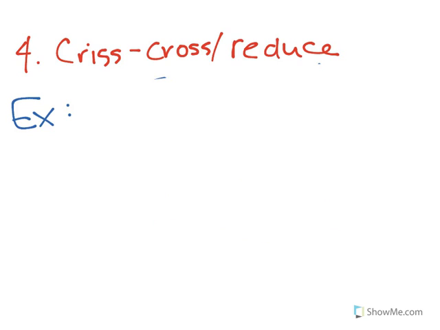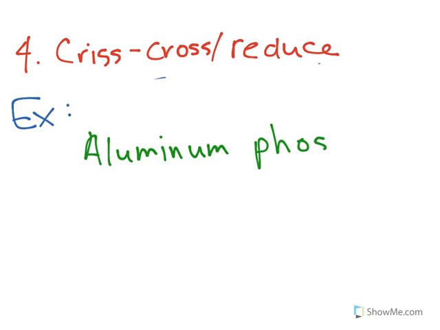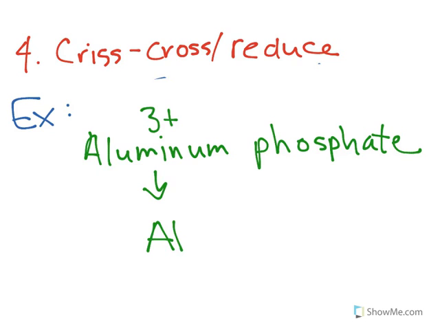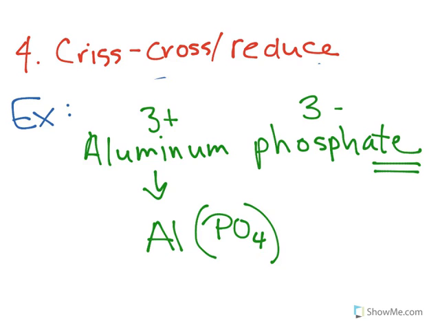Let's do one we have to reduce. Okay? So let's say we have aluminum phosphate. Okay? Aluminum we know is a metal, so that's going to be Al, and it has a charge of 3 plus. Phosphate, I'm not going to go back to the polyatomic ions chart because it's so far behind us. But if you look at your polyatomic ions chart, phosphate is PO4, and it has a 3 minus charge. All right, we're going to put our polyatomic in parentheses.